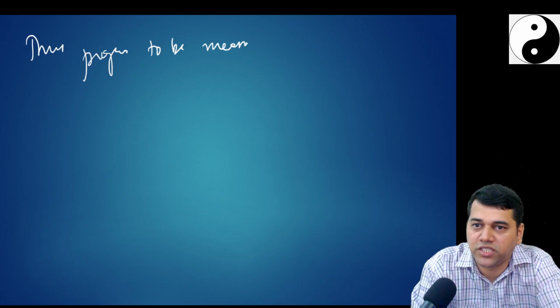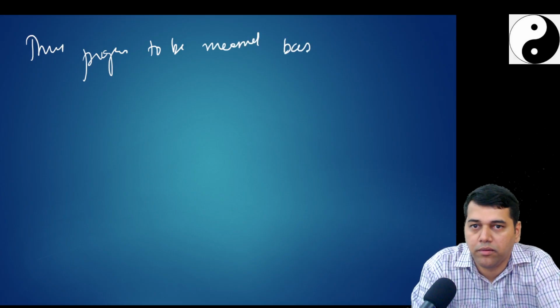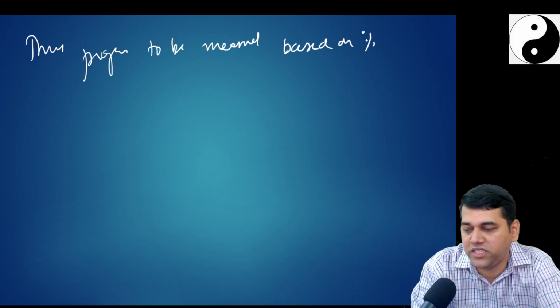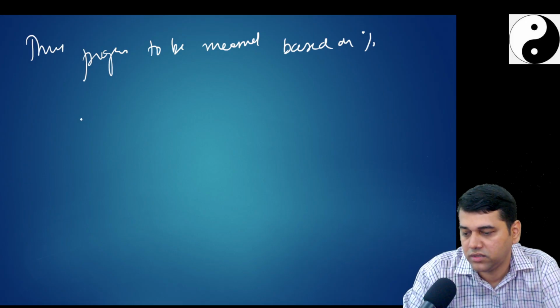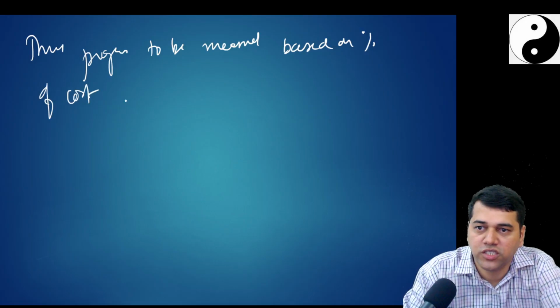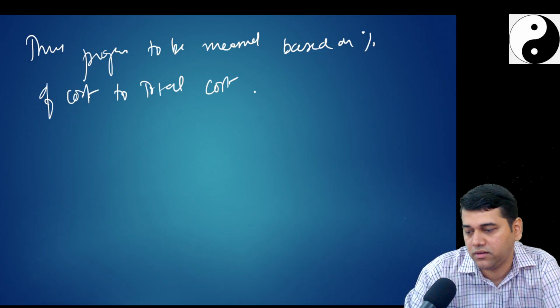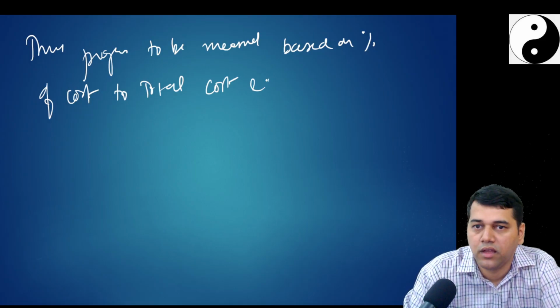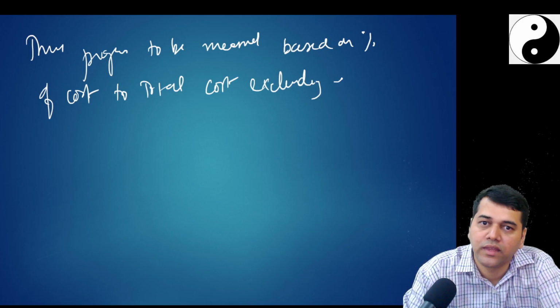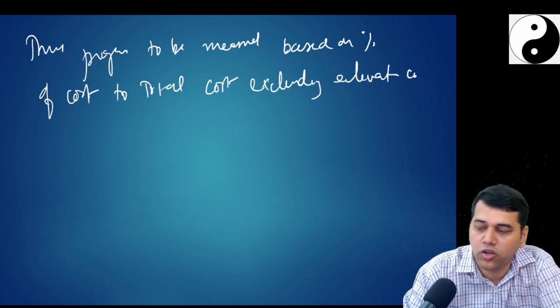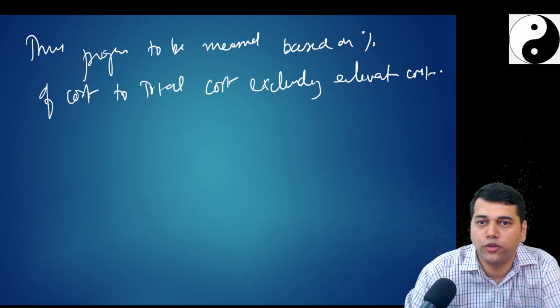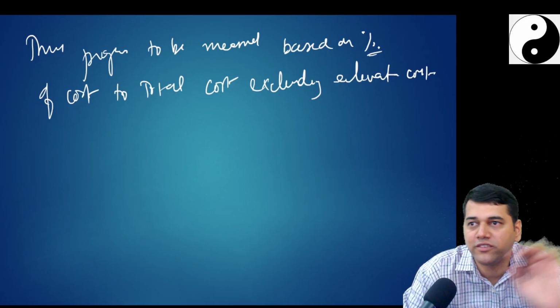Thus, progress is to be measured based on the percentage of cost to total cost, excluding elevator cost. When you calculate the percentage of completion, exclude this elevator.